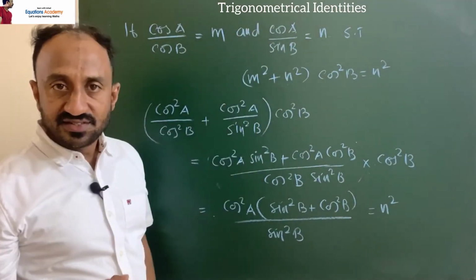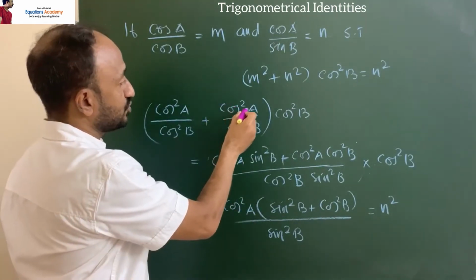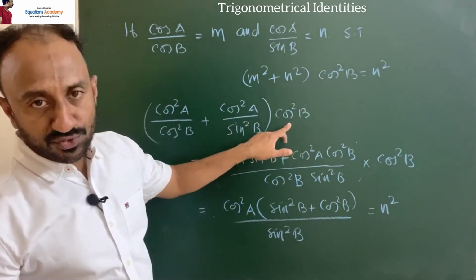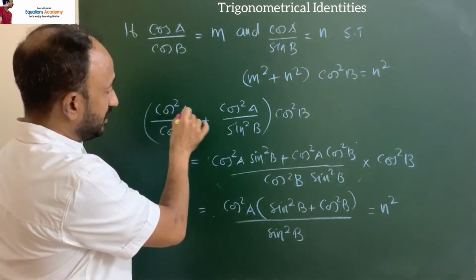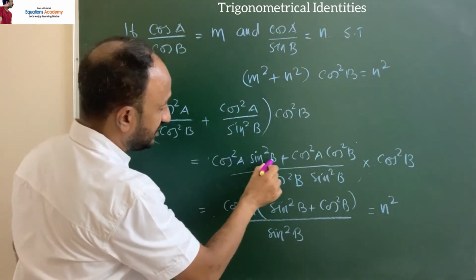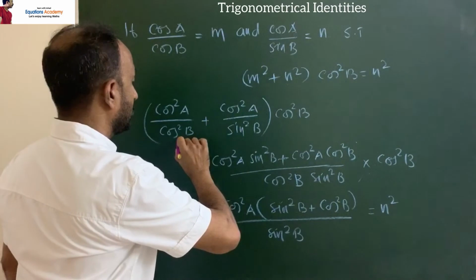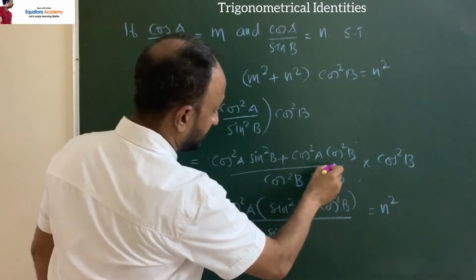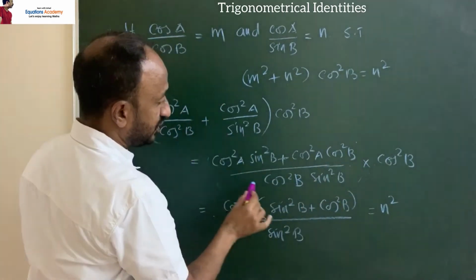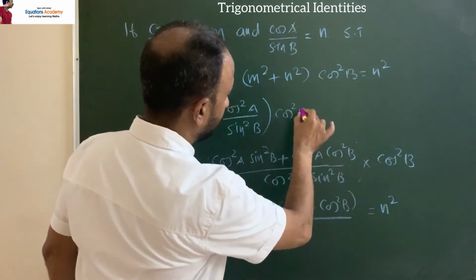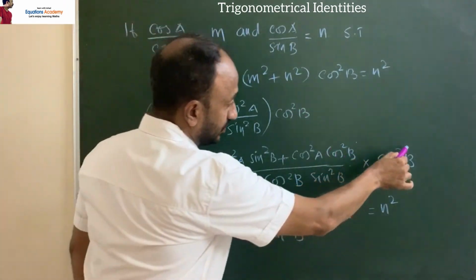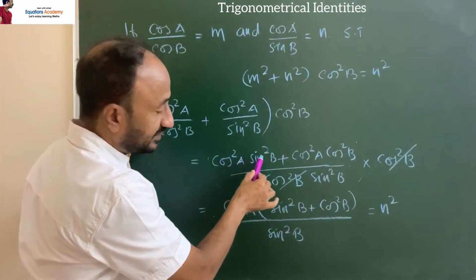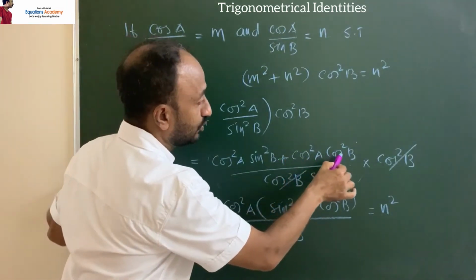N is cos A by sin B, so n square will be cos square A divided by sin square B into cos square B. Now cross multiply this: cos square A sin square B plus cos square A cos square B, divided by cos square B sin square B. This cos square B and this cos square B cancel, we get cos square A sin square B plus cos square A cos square B.